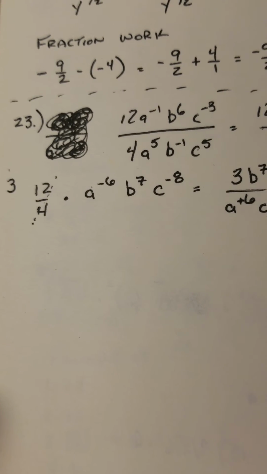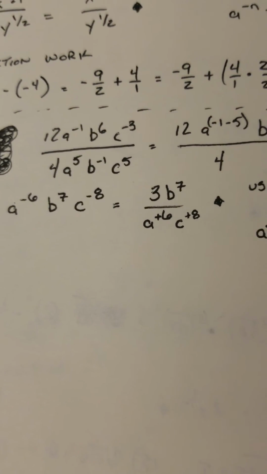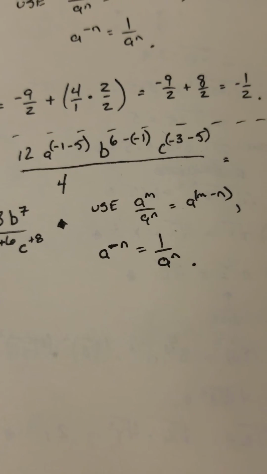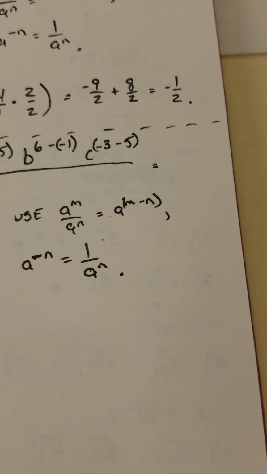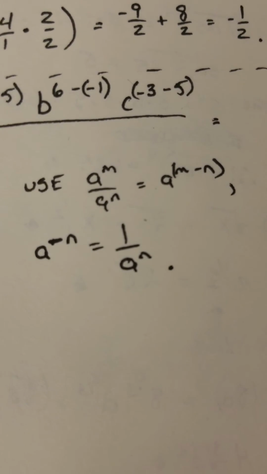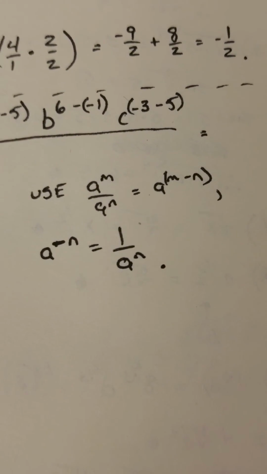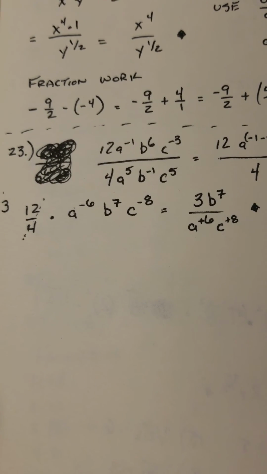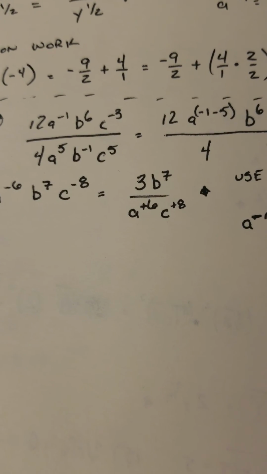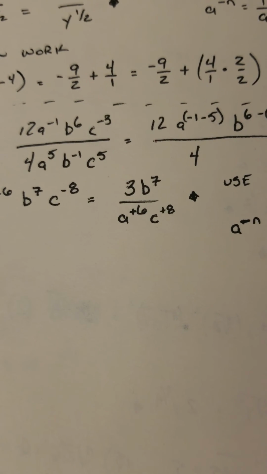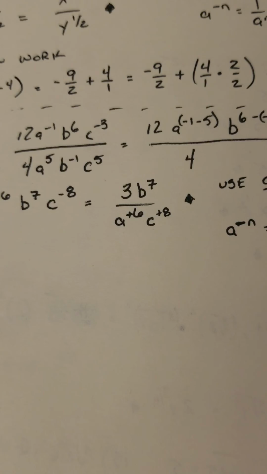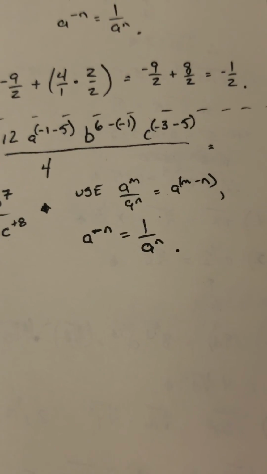And the last one wasn't too hard. You just had to go through step by step, making sure you remember that you use your property. Right there's the property you wanted to use for most of each one of those variables. And you simplify the 12 over 4, and you ultimately get 3b to the 7th, all divided by a to the 6th power, c to the 8th power. And that's the properties that I use.